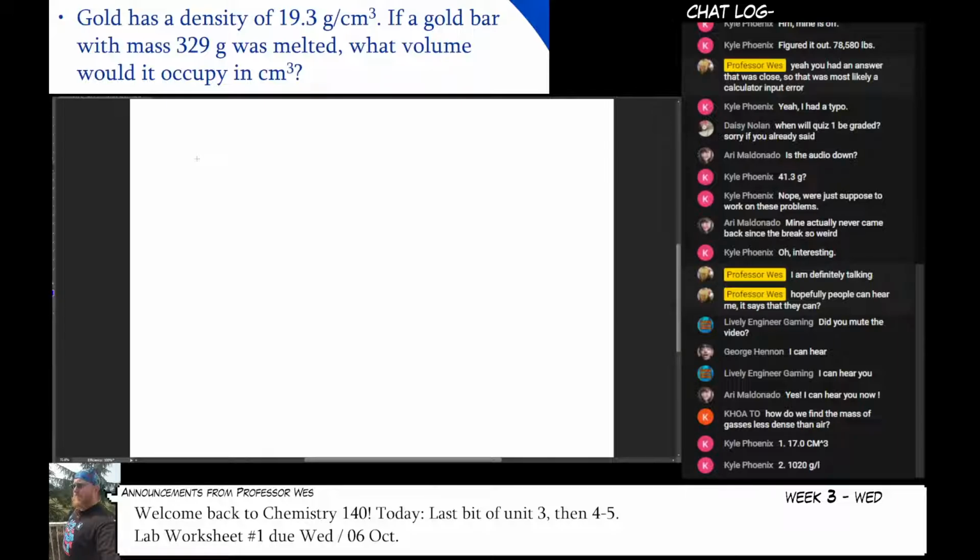All right. If a gold bar with mass 329 grams was melted, what volume would it occupy? We know that the density of gold is 19.3 grams per cubic centimeter, and we know that its mass is 329 grams. I want to solve for the volume. We saw me do that before. There's the formula that we would get. So we've got this going on, which again we can write by taking the reciprocal of the units there.